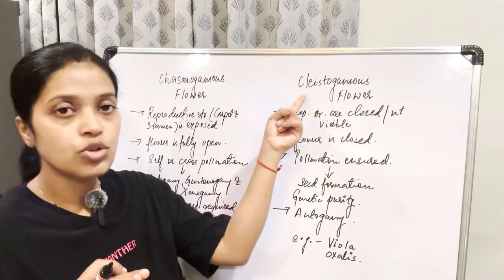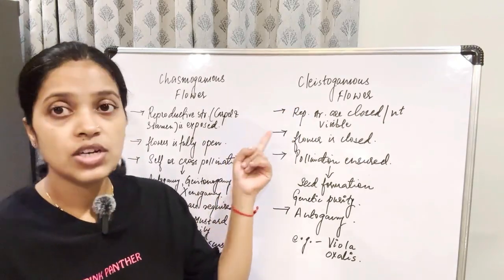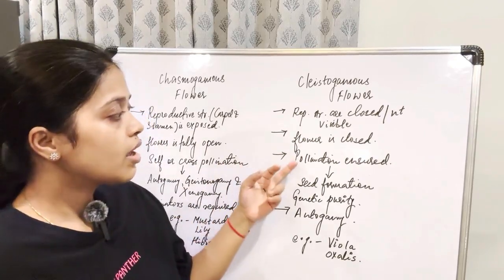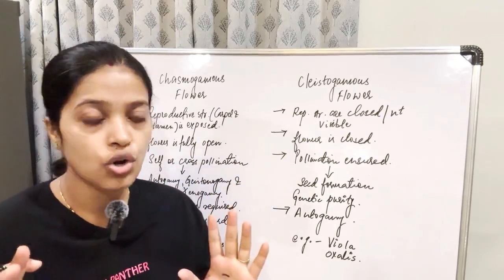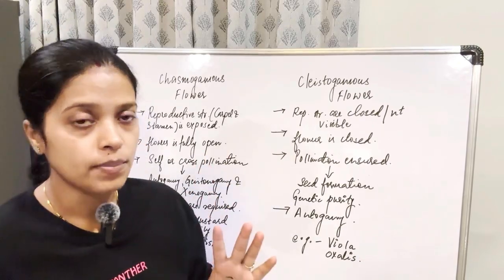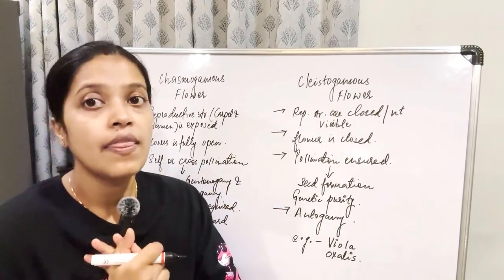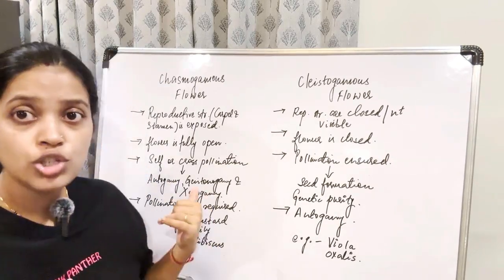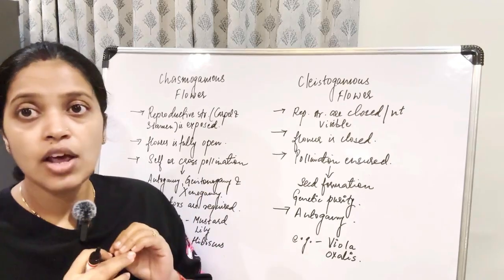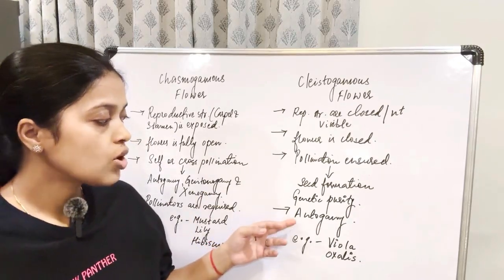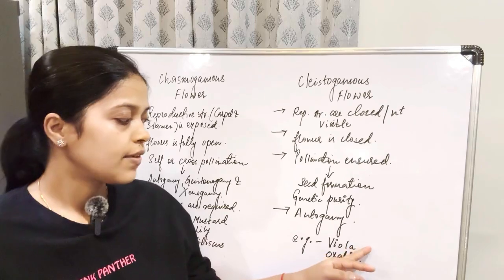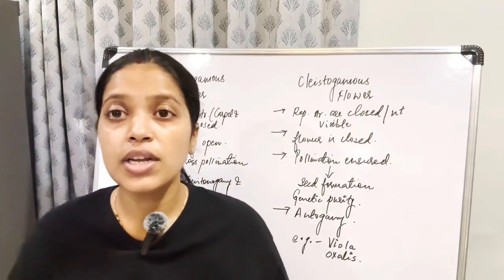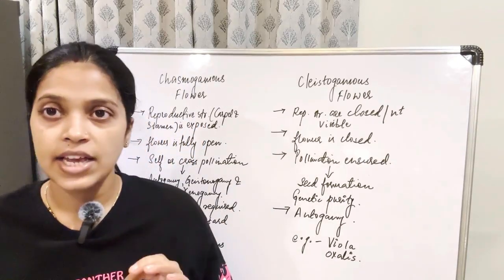On the other hand, Cleistogamous is when the reproductive structures are not visible, the flower is fully closed. So here the pollination is always ensured, so seed will always form. So it will create a genetic purity, there won't be any variation. There is no cross pollination, there is no geitonogamy, so here pollinators are not required. There is always autogamy. Okay, the example is viola and oxalis. Now in the next we'll talk about the different types of pollinating agents.